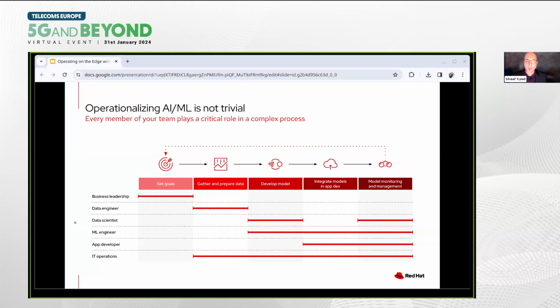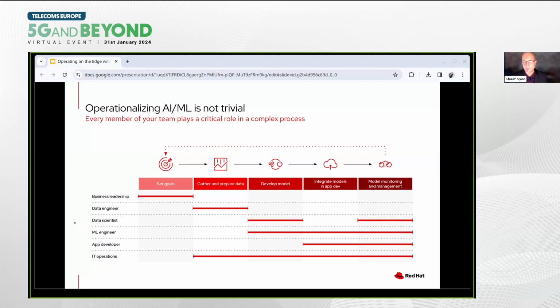I think it's fair to say at this point that when we're operationalizing AI and ML, we have different team players that are part of this complex process. Some of these are already in-house, and some of this expertise you are able to use. But obviously, there are AI-specific activities that you might want to use as well. If we go into the different areas that need to be done: from business leadership, you're looking at the KPIs and goal setting; from a data engineer perspective, you're looking at gathering and preparing that data.